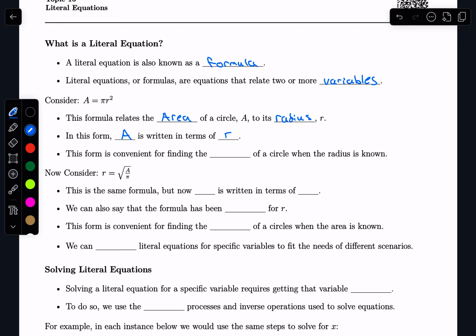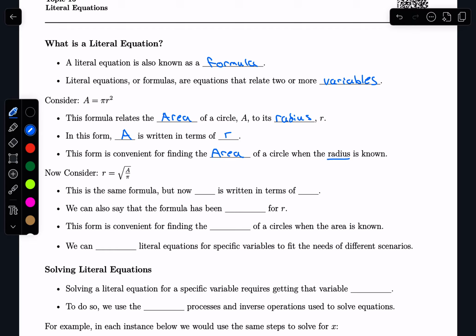Okay, so now, why do we care about this? This form, A equals pi r squared, is convenient for finding the area of a circle when the radius is known. So if we have a radius, we can just plug straight into that formula for r, and it will give us the area right away. We don't have to do any extra solving steps. But let's say we were in the opposite scenario. Let's say we know what the area is, and we want to find out what the radius is.